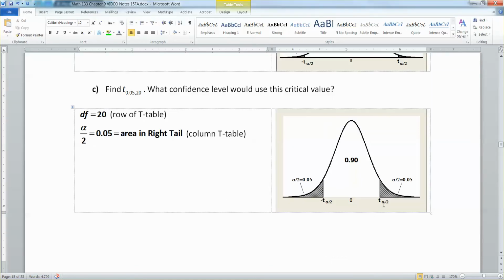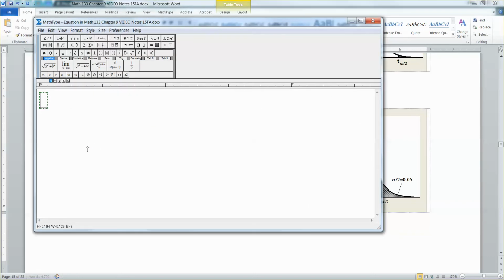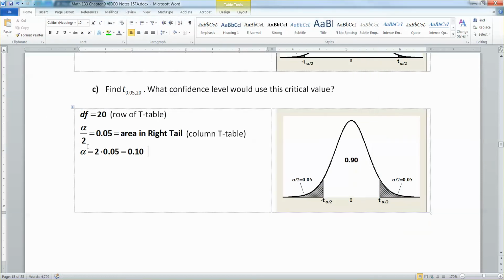Now what I'm looking for are the two t alpha over 2's, right? Technically one's positive t.05 comma 20 and the other one's negative. But first thing I'm going to do is figure out where I got that 90 from. If alpha over 2 is 0.05, that means that alpha is 2 times 0.05, which would be 0.10. That's the area in both tails.